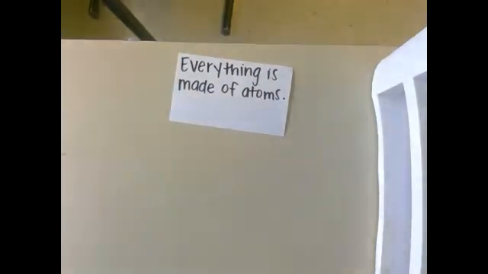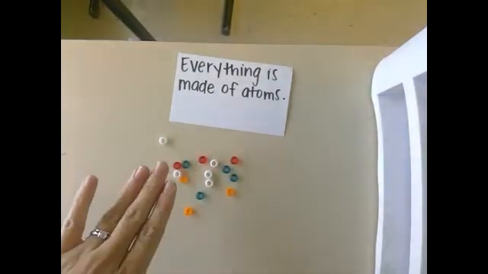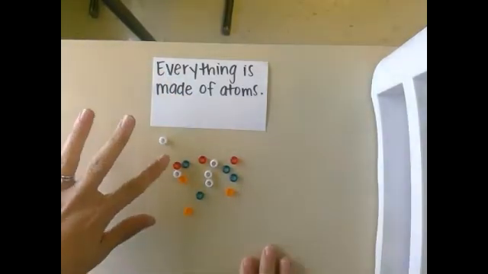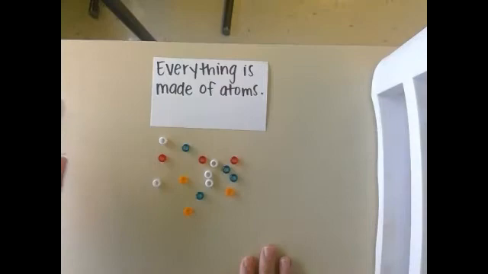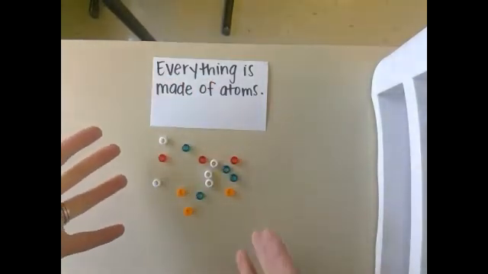All right, guys, I'm going to try to give you some visuals to understand the difference between some of our vocabulary words. So the first thing I want to go over is that everything is made of atoms. To try to make it visual for you, we are going to pretend that these beads are atoms. So each of these colors are a different type of atom. So right now we have red, a blue, a white, and an orange. So we have 4 different types of atoms in front of us.